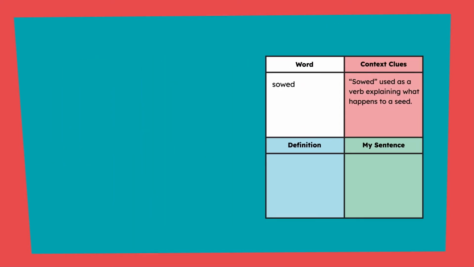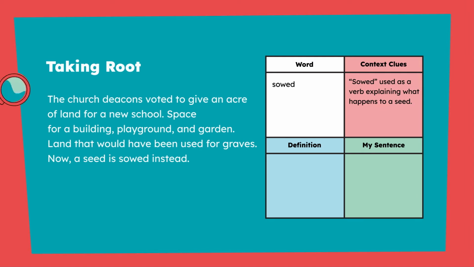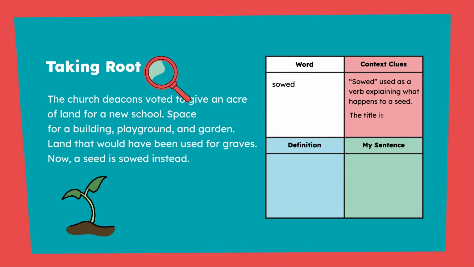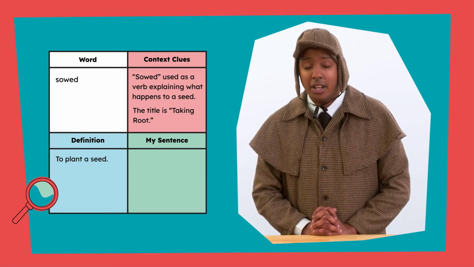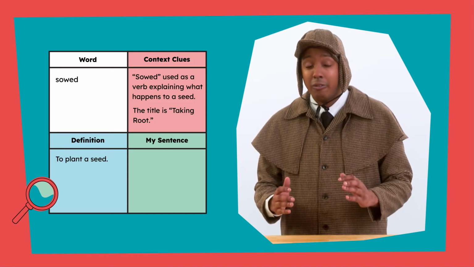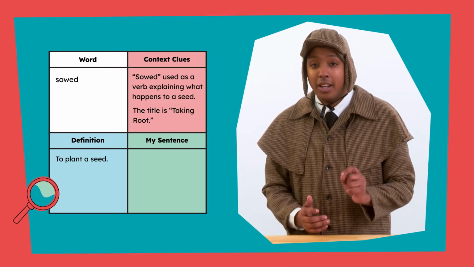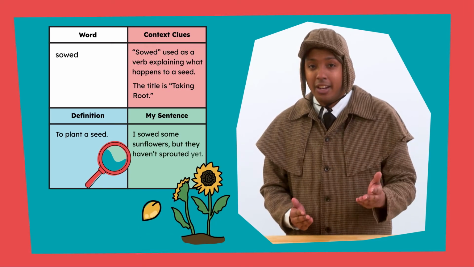If I still felt unsure, I could scan the page for additional clues. For example, the title of the poem on this page is Taking Root. I know that plants take root or grow in the soil, so that would be another context clue that I could use. In the third box, I'm going to write to plant a seed. Based on the context clues and definition, I'm going to use it in a sentence so that I don't forget what it means. All right, I sowed some sunflowers, but they haven't sprouted yet.